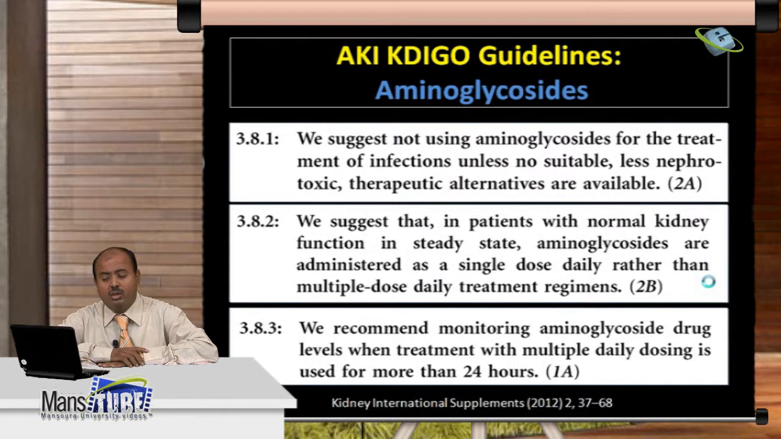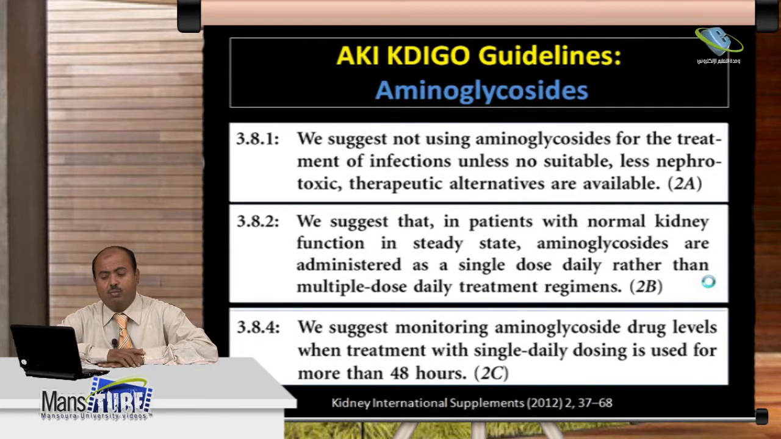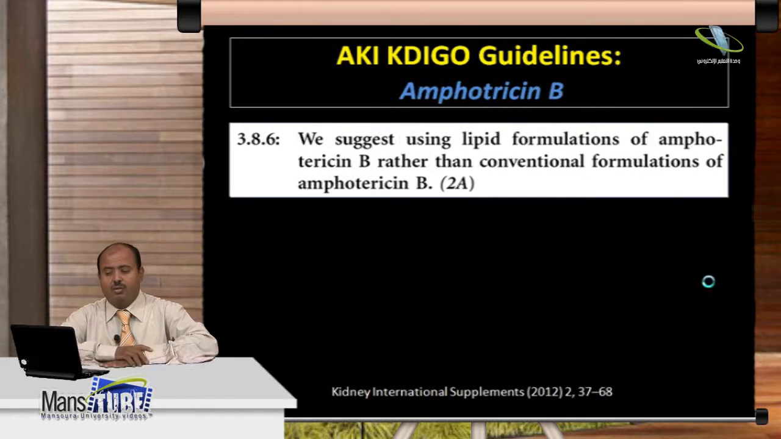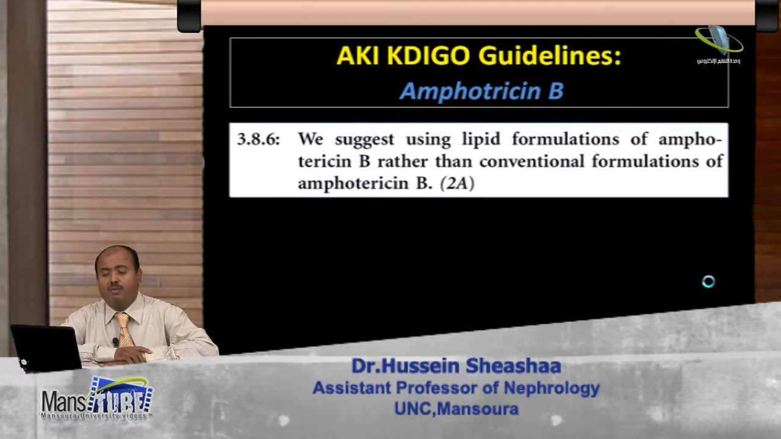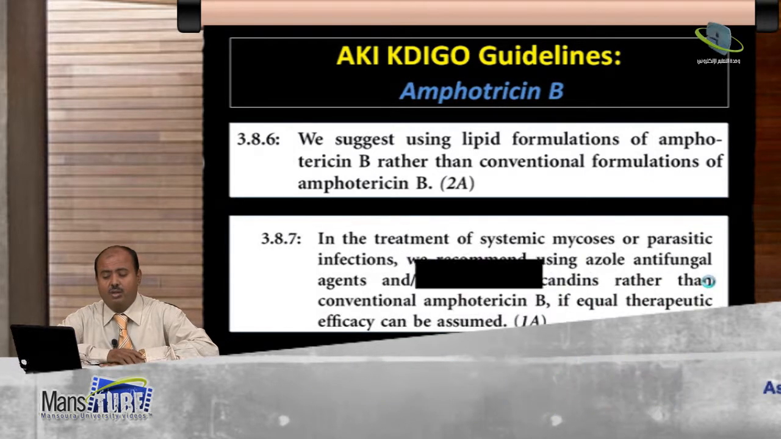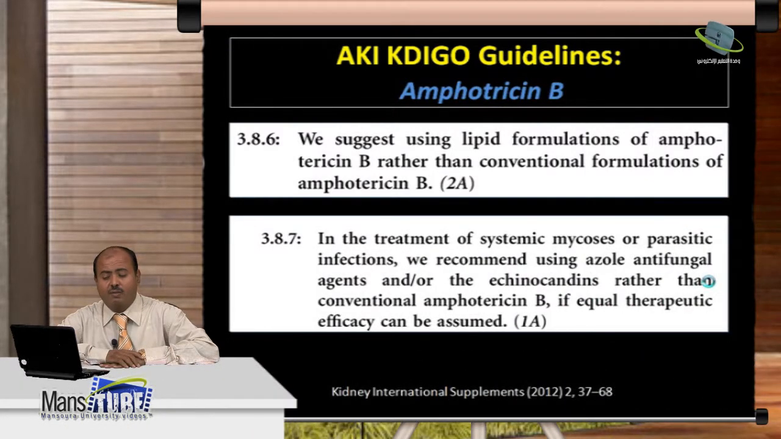They recommended monitoring of aminoglycoside drug levels when treatment with multiple daily dosing is used for more than 24 hours. And they suggest monitoring the aminoglycoside drug levels when treatment with single daily dosing is used for more than 48 hours. Regarding amphotericin B, they suggested using a lipid formulation rather than the conventional formulation. In the treatment of systemic mycosis or parasitic infection, they recommend using azole antifungal agents and/or echinocandins rather than conventional amphotericin B if equal therapeutic efficacy can be assumed.